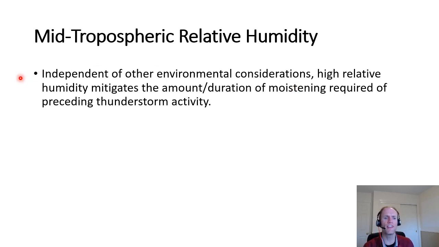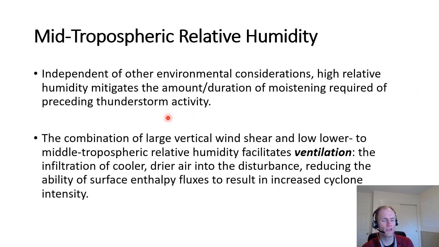And so ultimately, if we think about this independent of other environmental considerations, if you have high relative humidity, you don't need as much in the way of thunderstorm activity ahead of disturbance formation to moisten the atmosphere in the middle troposphere. We said before that thunderstorms help to warm and moisten the middle troposphere. If you have relative humidity at 10%, you're going to need a lot of thunderstorm activity to be able to moisten it to 70 or 80%. Whereas if your relative humidity is 60%, you may only need one round of thunderstorms to be able to sufficiently moisten the atmosphere. But of course, we can't consider this in and of itself.